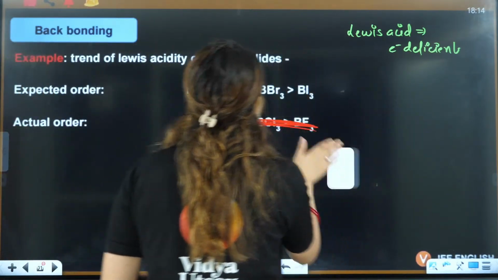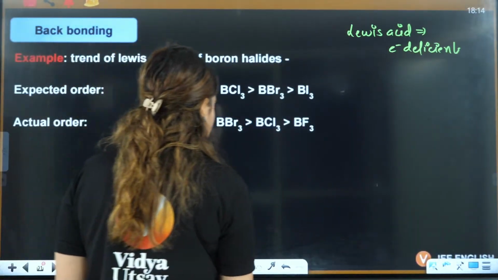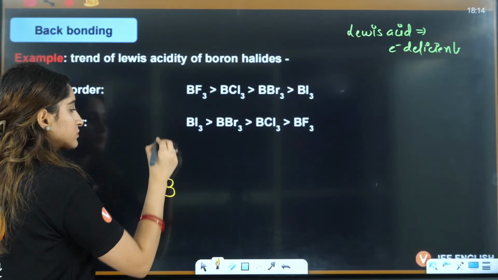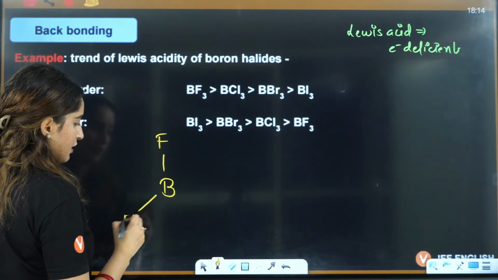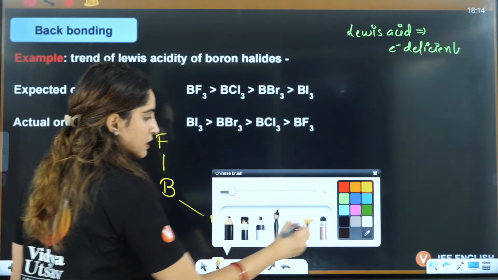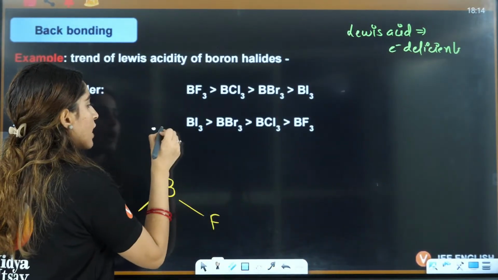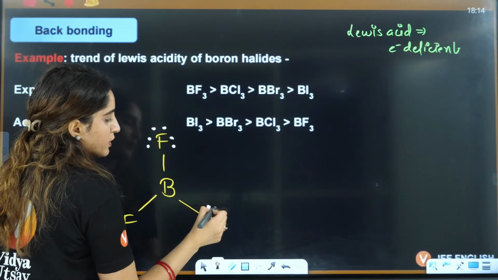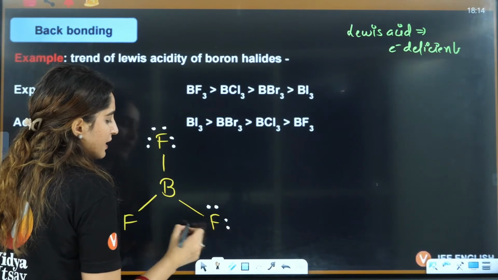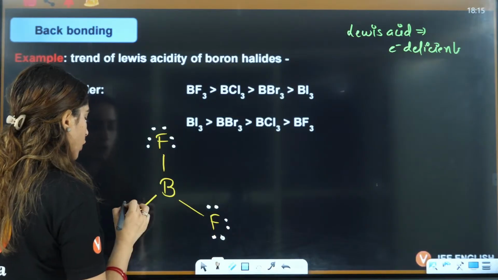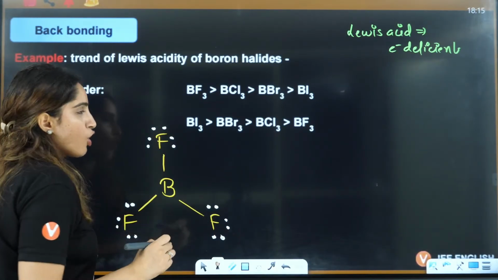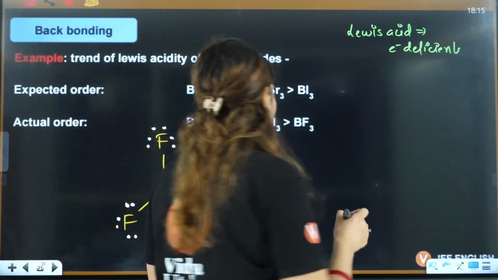But you know, in reality, what is happening? In reality, see, this thing is happening. This is boron. This is F, F and F. Now this fluorine also has lone pair of electrons, right? Lone pair of electrons. Now tell me, is boron electron deficient or not? How is it electron deficient? Boron has already a vacant orbital.